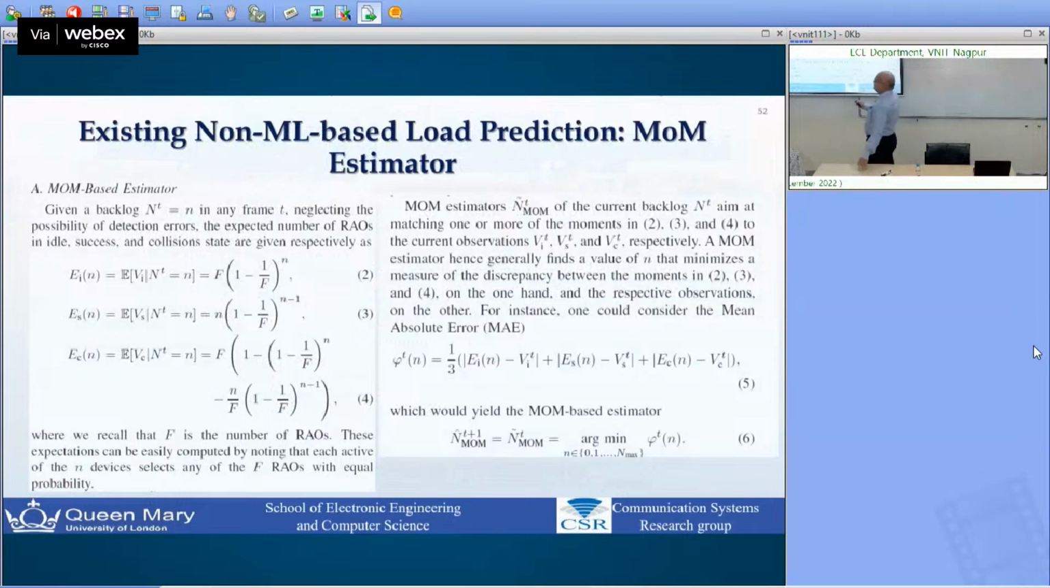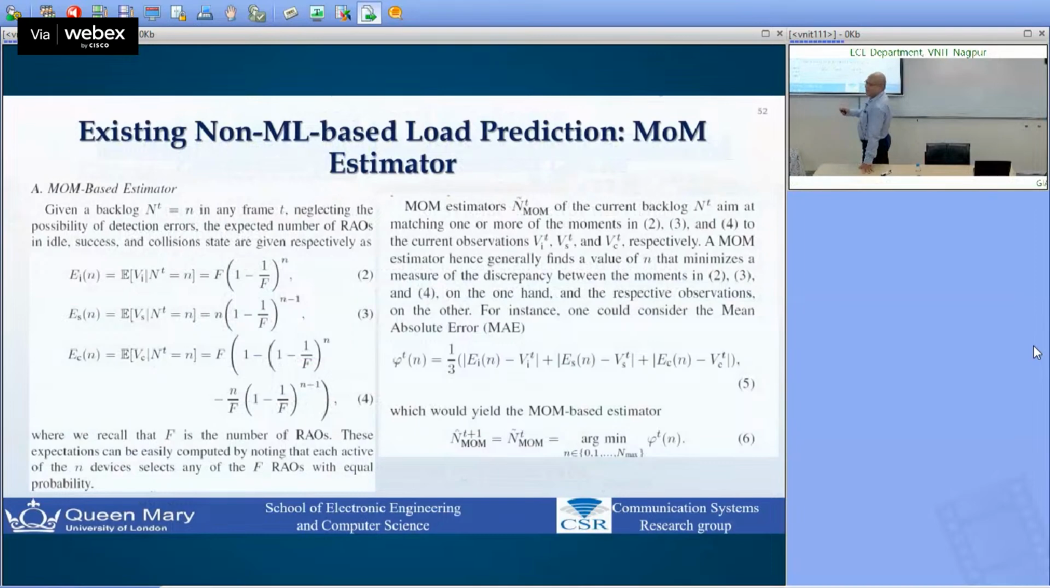So here, say you have load n in any frame t. If f is the number of preambles, you can calculate how many preambles are going to be idle using the probability. So if you have f preambles, the probability to select a preamble is 1 over f. The probability not to select is 1 minus 1 over f.